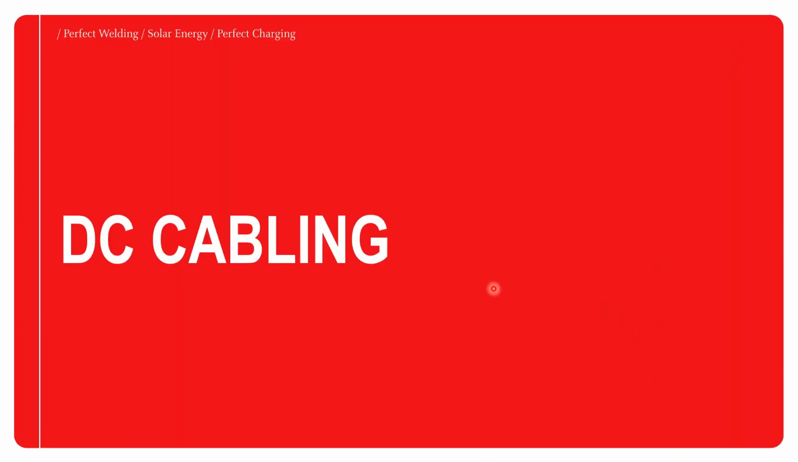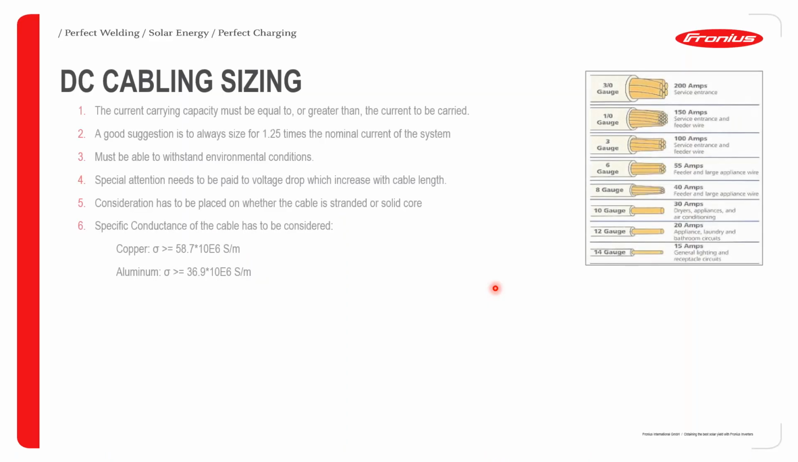Good. Now let's talk about DC cabling and how we can design optimally by making the right choices of our DC cables. For DC cabling, the current carrying capacity must be equal to or greater than the current to be carried, meaning that you have to select a cable that should be able to carry the load current. A good suggestion is always to size it for 1.25 times the nominal current of the system, and also ensure that the cable must be able to withstand environmental conditions. And of course, special attention needs to be paid to the voltage drop, because this also increases with cable length.